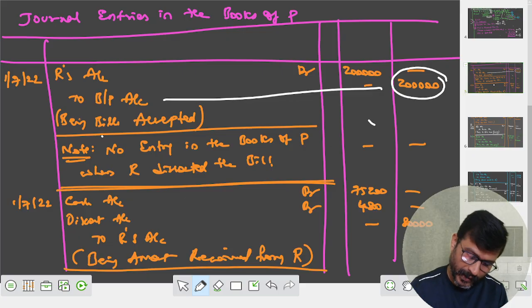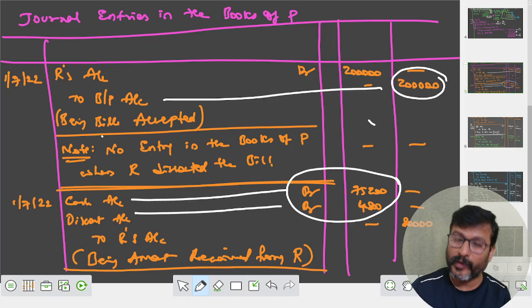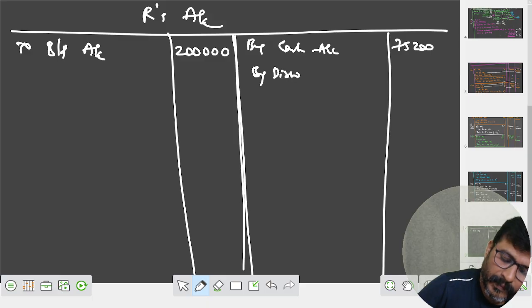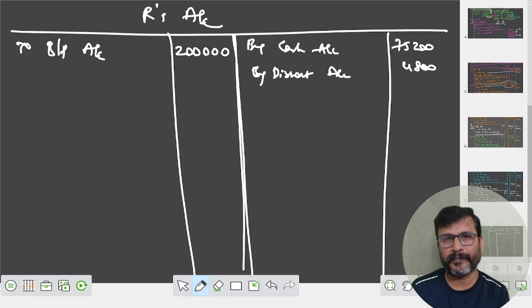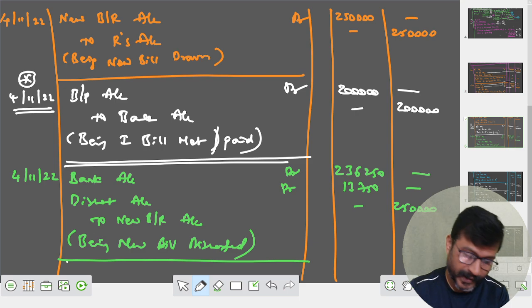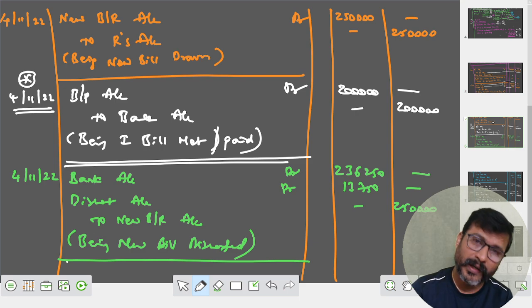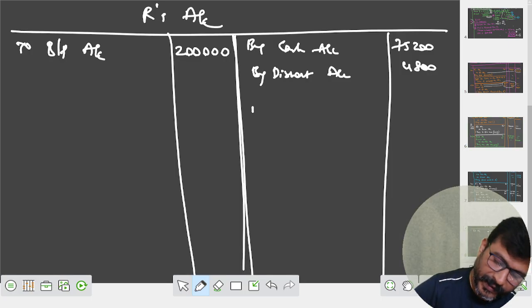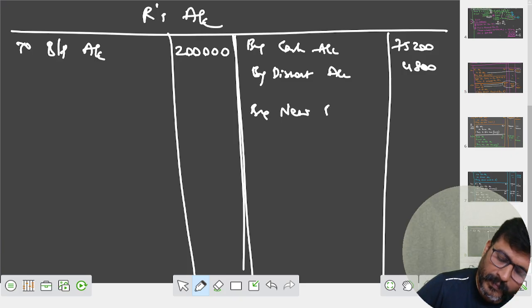Next, cash account debit, discount account debit to R. Both are in the debit side of journal. So they go where? Credit side of ledger. By cash account 75,200. By discount account 4,800. Okay, see next. New BR to R. BR is in the debit side of journal. So it goes to where? Credit side of ledger. By new BR account 2.5 lakh.